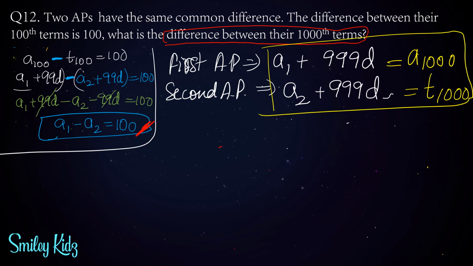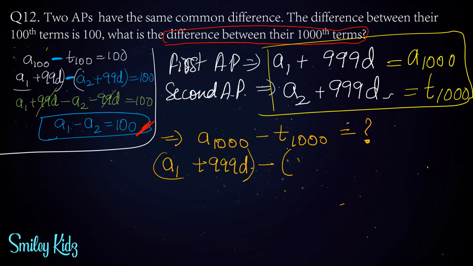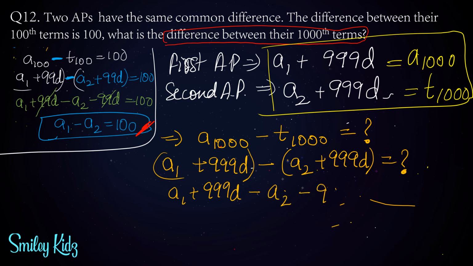Alright, now let's try to subtract them. So it's going to be A1000 minus T1000 is equal to question mark. That is A1 plus 999D in brackets minus A2 plus 999D, is equal to question mark. That's what we're going to find out. Now, A1 plus 999D minus A2 minus 999D. Here, minus 999D and plus 999D cancel. Then we have A1 minus A2.